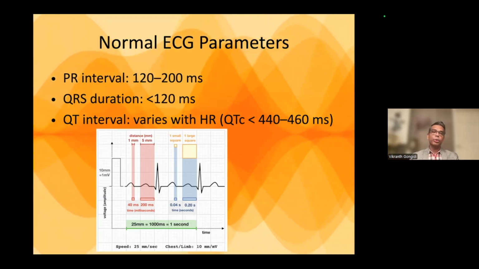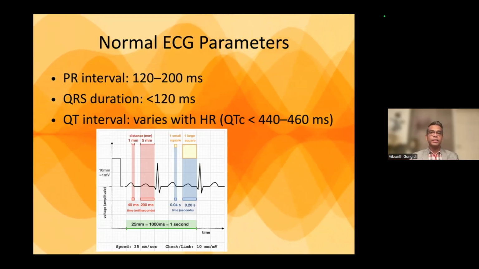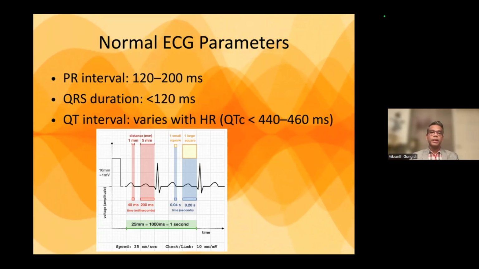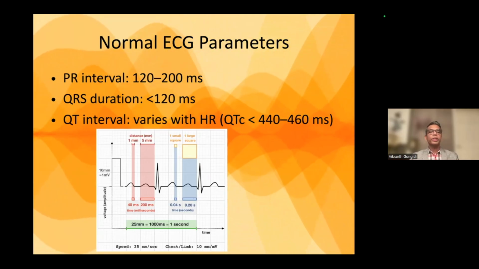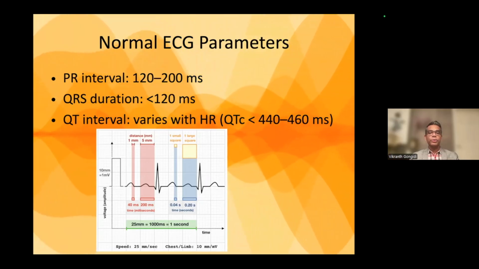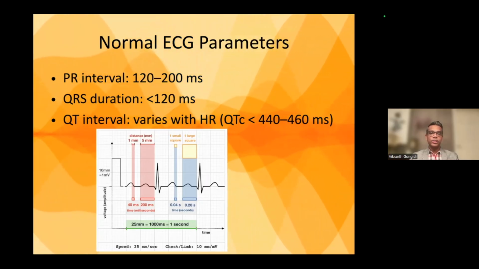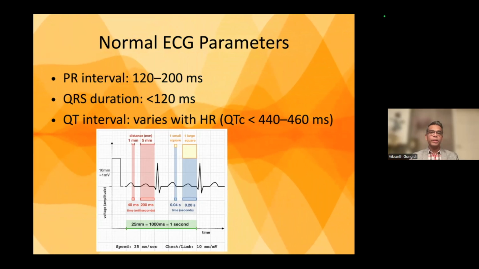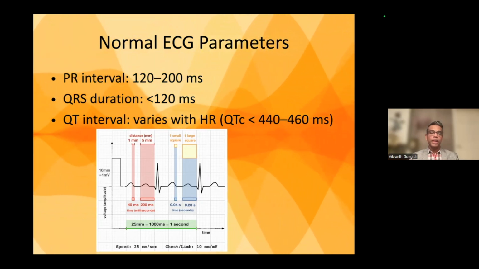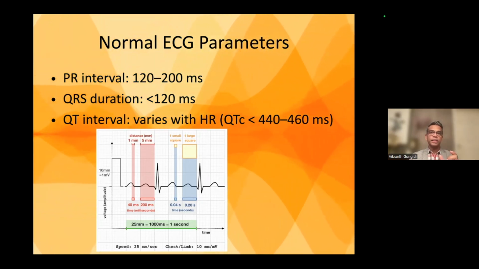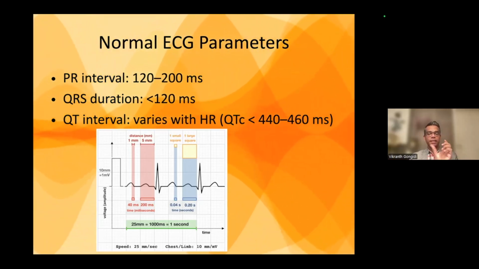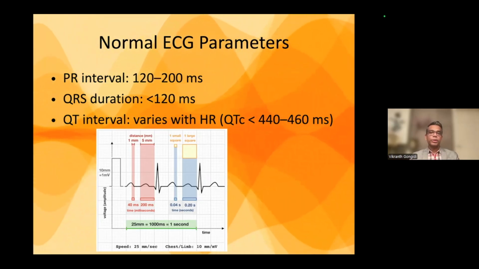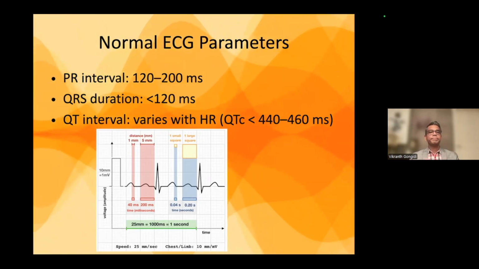You can get prolongation of the PR interval, and that's the AV blocks, like first degree or second degree. Or you could even have, in certain cases, short PR intervals, and those can cause pre-excitation. So this is why it's important to evaluate the PR interval. The normal PR interval is at least three boxes, which is 120 milliseconds, and 200 milliseconds is the upper limit. Anything more than 200 is considered a block.